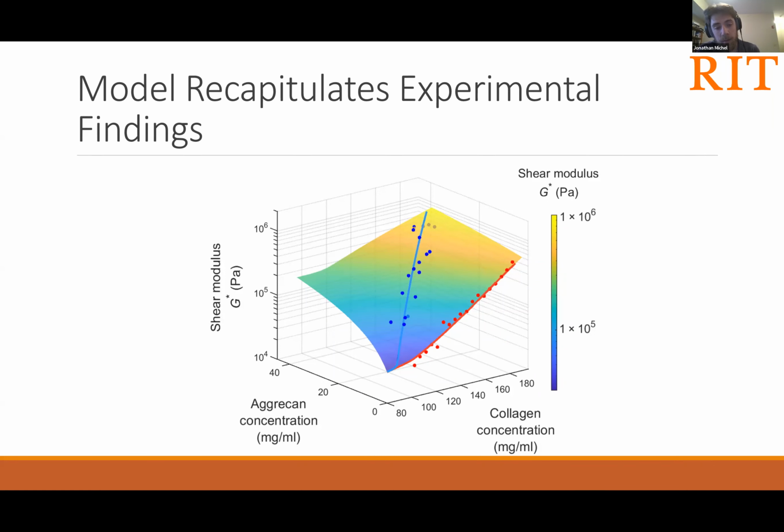So along one axis, we see the aggrecan concentration. So that's one of these so-called proteoglycans that's branching off of the hyaluronic acid backbone of the gel. Then we see the collagen concentration, which we note was very similar between the healthy and the degraded tissues. And then in the vertical axis, we're seeing once again the amplitude of the shear modulus measured at 1 hertz.